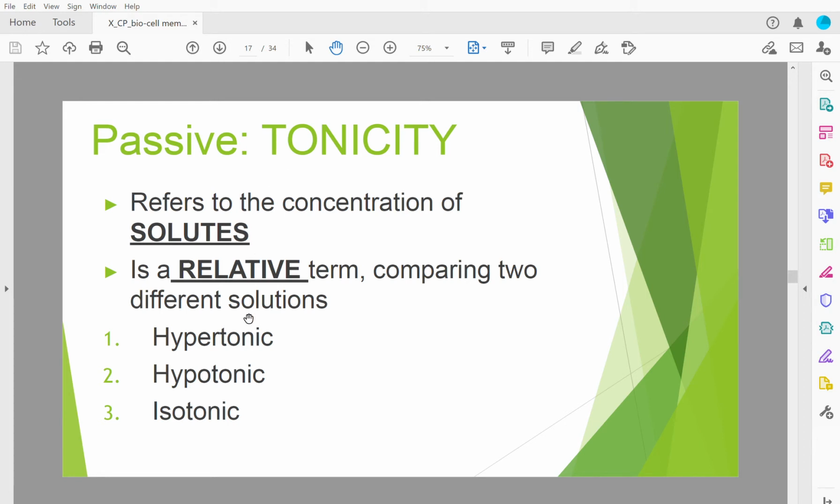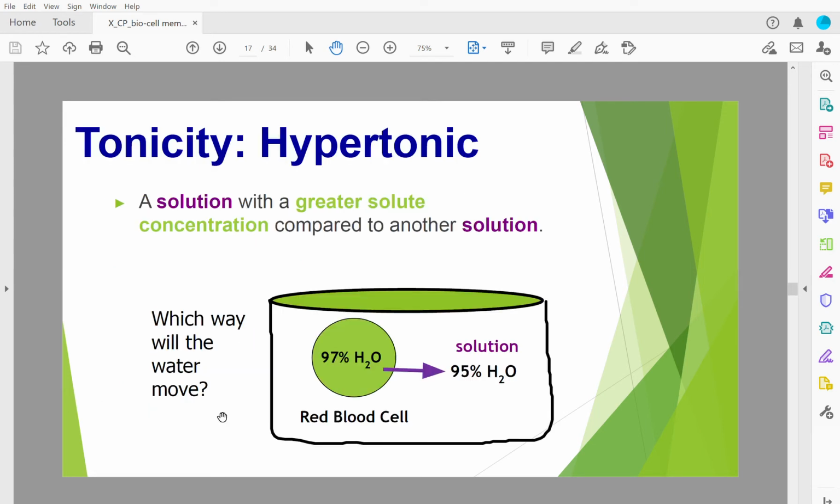Tonicity is talking about solutions or solutes that compare two different solutions. So from the outside environment, from the inside environment, the words are hypertonic, hypotonic, and isotonic. If you look here, we're going to see a solution. This is the solution with a greater solute, which is a mixture of things, in concentration.